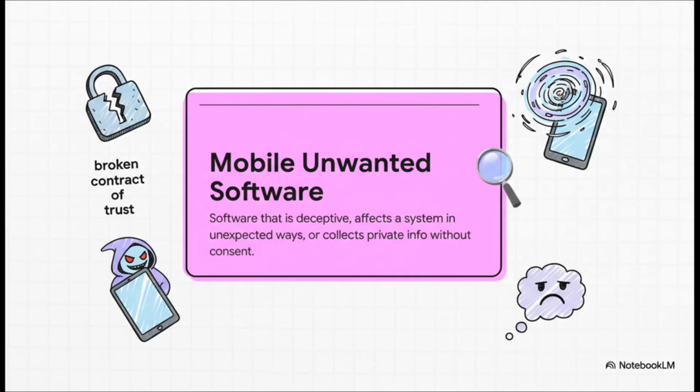So here it is, the official definition. Malware is any software that just breaks that contract of trust we were talking about. Maybe it's deceptive, maybe it messes with the user's phone in weird ways, or maybe it's sneakily collecting data in the background. Basically, anything that harms the user and their experience.